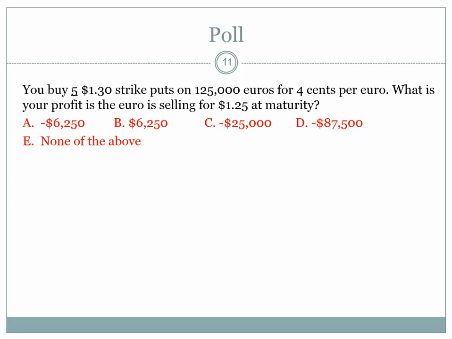Here's a problem with a put. Suppose you buy 5 $1.30 strike puts. My quantity is 125,000, but I make that a small q of 5, so really 5 times 125,000 is my total Q. The premium, this cost, is 4 cents, and we're also looking for profit, not just payoff. And at maturity, the underlying asset is selling for 1.25.